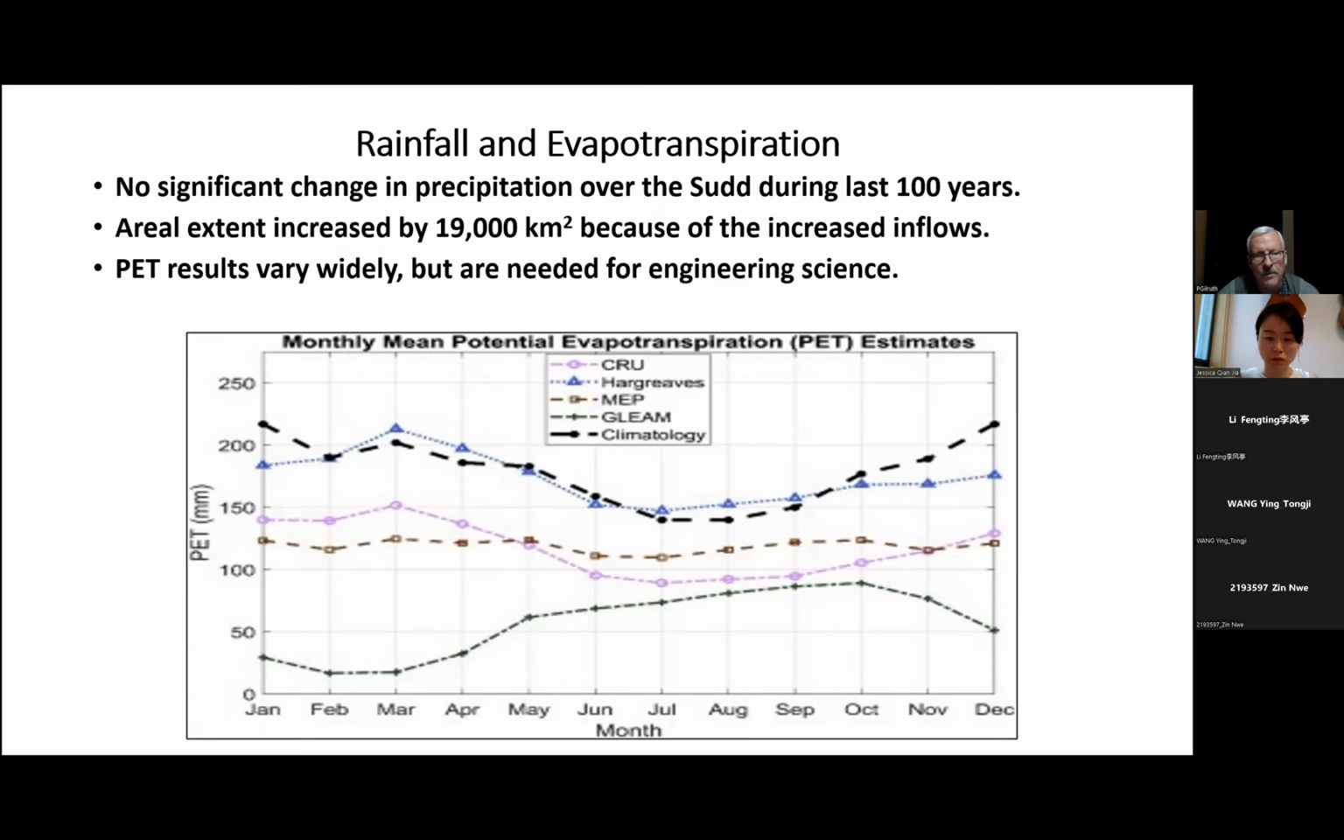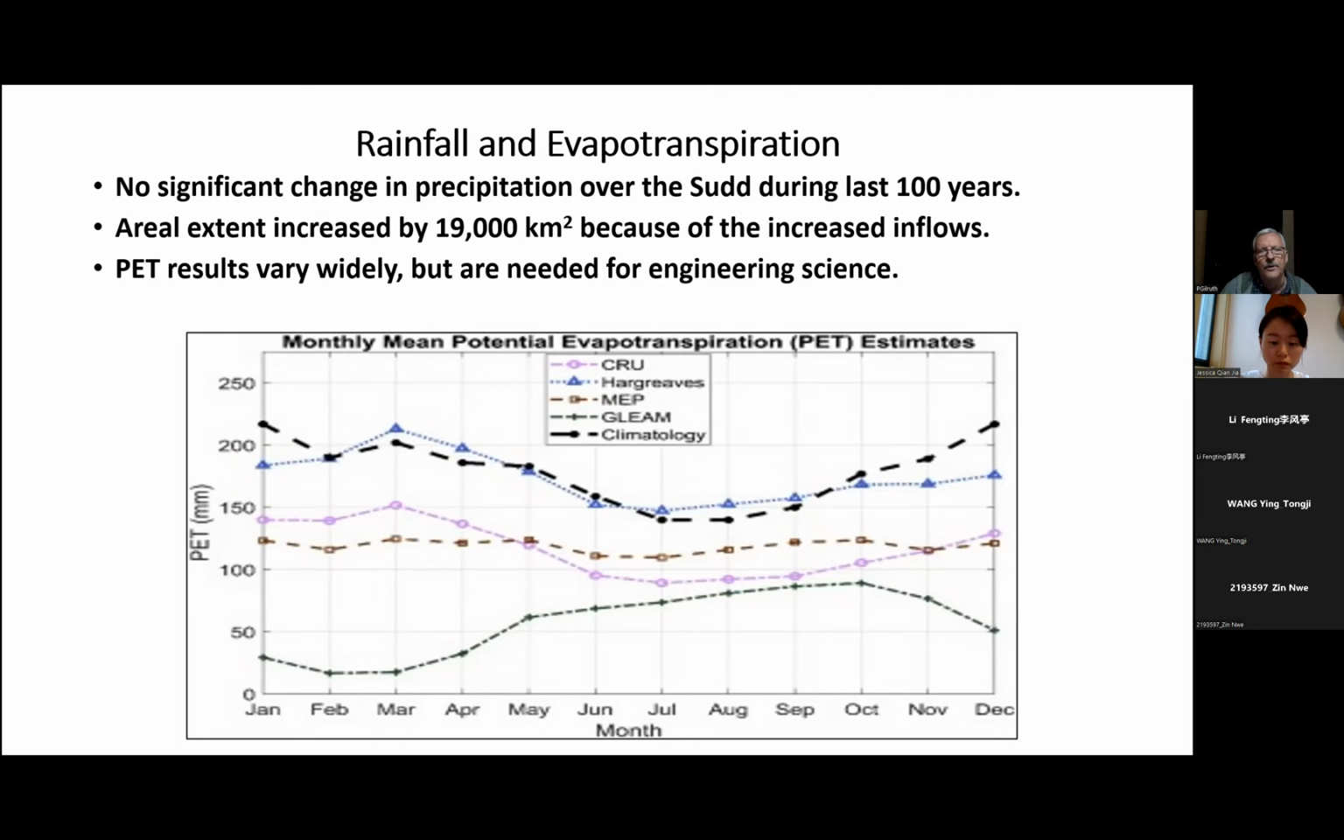We need to understand how the evapotranspiration affects the environment, because if you're planning on infrastructure, you have to know these basic facts. And if you look at this graph, you see that even the estimates of something basic, such as potential evapotranspiration, vary quite a bit. Generally they follow the seasonality, but even the GLEAM model at the bottom shows different results, and I'm not sure quite why. But anyway, it just shows that there's a lot of unknowns in terms of this area that need to be understood.